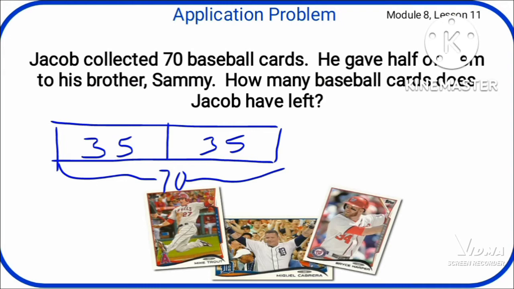Jacob collected 70 baseball cards. He gave half of them to his brother Sammy. How many baseball cards does Jacob have left? Now look at my tape diagram. He collected a total of 70. If he gave half to his brother, that means he shared it into 2 equal halves. If you share 70 into 2 equal halves, you're going to have 35. So 35 plus 35 equals 70.